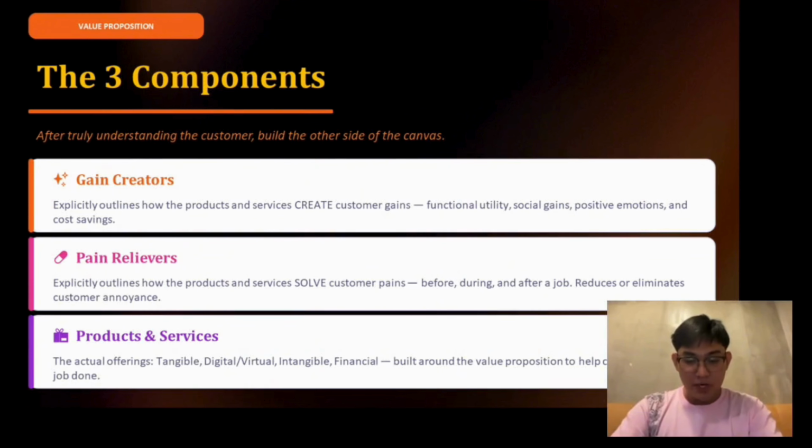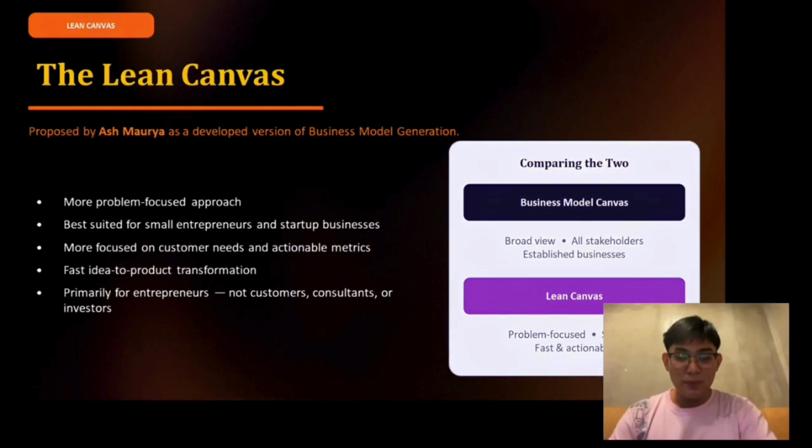These products or services are built around the value proposition to help customers get a job done. For example, milk tea, online shopping app, or gym membership. The Lean Canvas was proposed by Ash Maurya. It's a simple one-page business planning tool used by entrepreneurs and startups. It helps organize and test a business idea quickly.